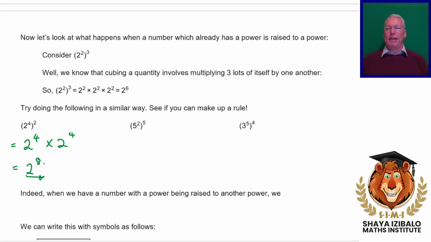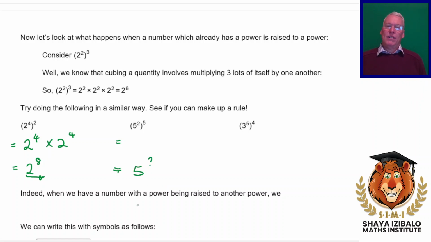But we know that already. We know that when we multiply numbers with the same base, we add the exponents. We want to try and see what's happening here. Can we create a rule for ourselves? When we cubed 2 squared, it was the same as 2 to the 6. When we squared 2 to the 4, it's the same as 2 to the 8. Let's predict what this one might be before we write it down. In other words, what is our final answer going to be?